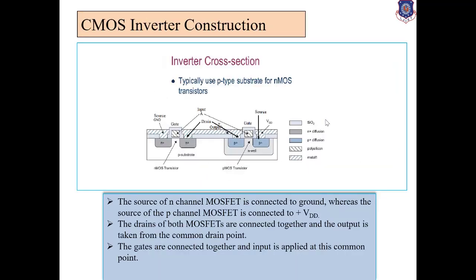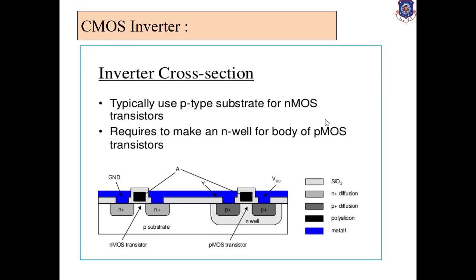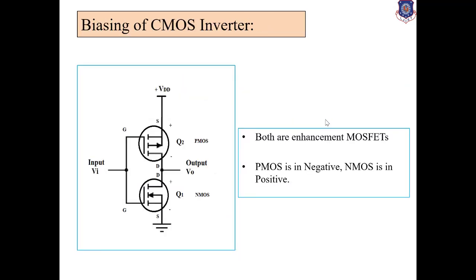First of all, I would like to revise all the points. This is the cross section of construction. This is the main circuit diagram for explaining the operation. One is NMOS and one is PMOS. And input is applied to the common gate. Output is collected from the common drain. One source is connected to the ground and another source terminal is connected to the plus VCC.